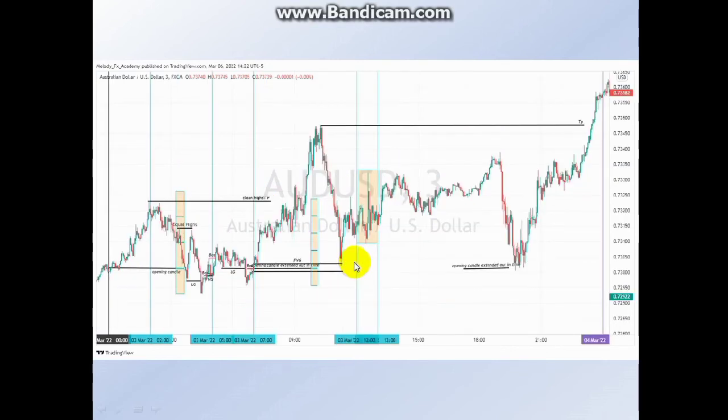So let's go further. If we would have targeted this old high, we would still have gotten our take profit. You can see price after getting us in here took out this old high, and that's a lot of movement. That's a lot of pips right there.